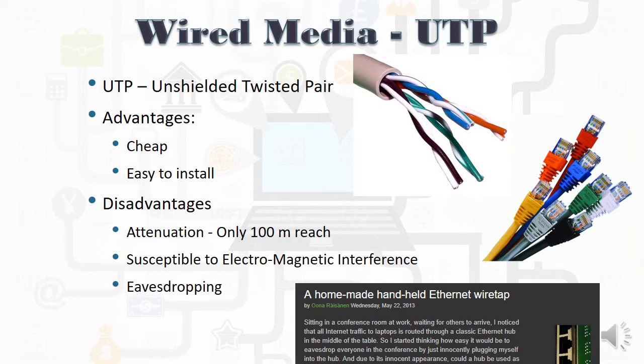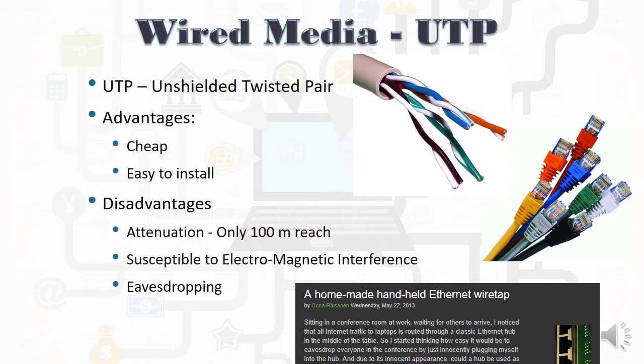We'll look at two types of wired media. UTP stands for unshielded twisted pair. Unshielded twisted pair means you have all these twisted cables inside, like this one depicted here, which has four sets of twisted pairs. They are twisted in order to prevent crosstalk on the cables. And unshielded means that there is no outer metallic shield which would shield the cables from electromagnetic interference.